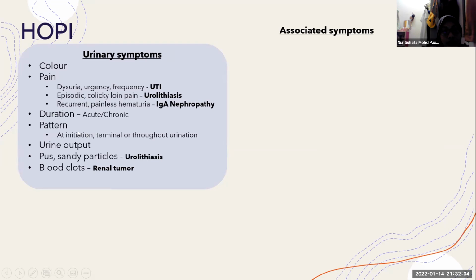Usually, if the hematuria is at initiation, the cause is usually bleeding at the urethra. If the hematuria is at the terminal, it is usually caused by the bladder, and if it is throughout the urination, it is usually caused by the glomerulus. Also ask about urine output for the presence of oliguria, pus in the urine in urolithiasis, and blood clots in renal tumor.